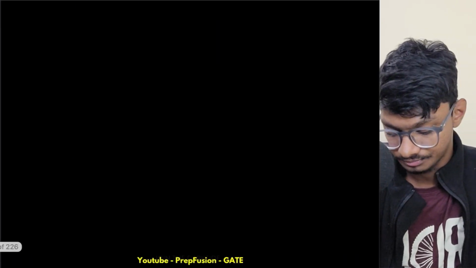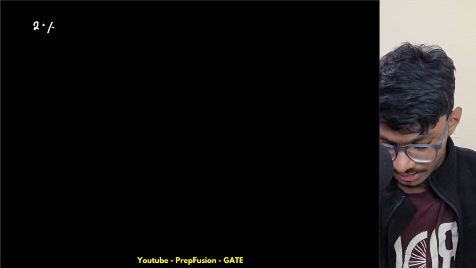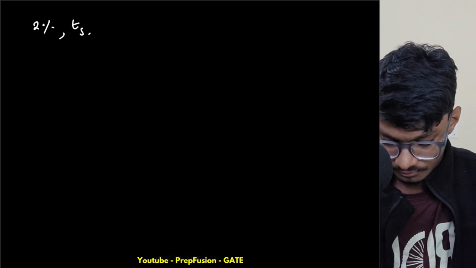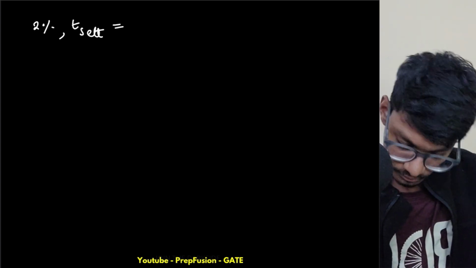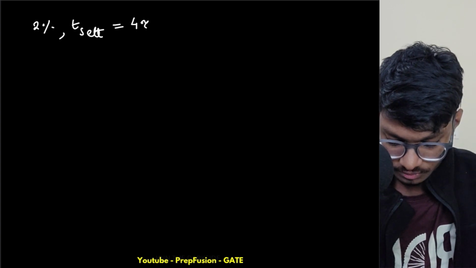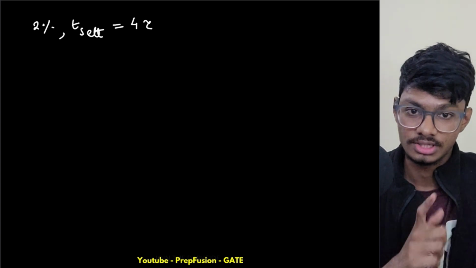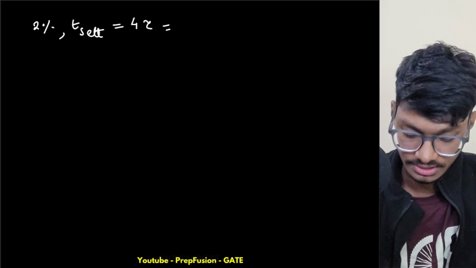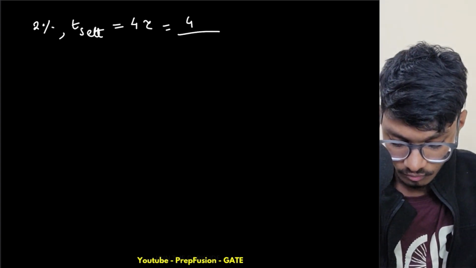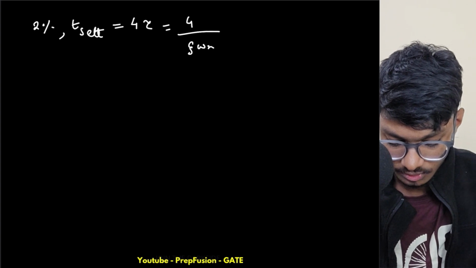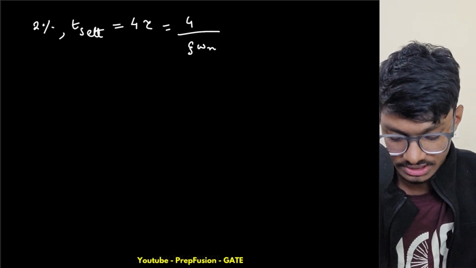Settling time means, we'll assume a 2% error band. So the 2% error band settling time should be equal to 4 tau. And what is tau? For an underdamped system, tau is 1 by zeta omega n. So what is zeta omega n basically?